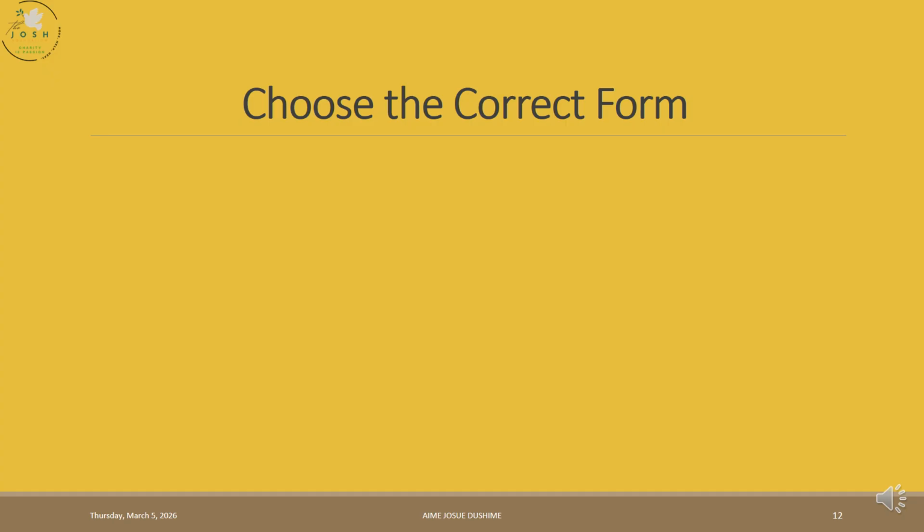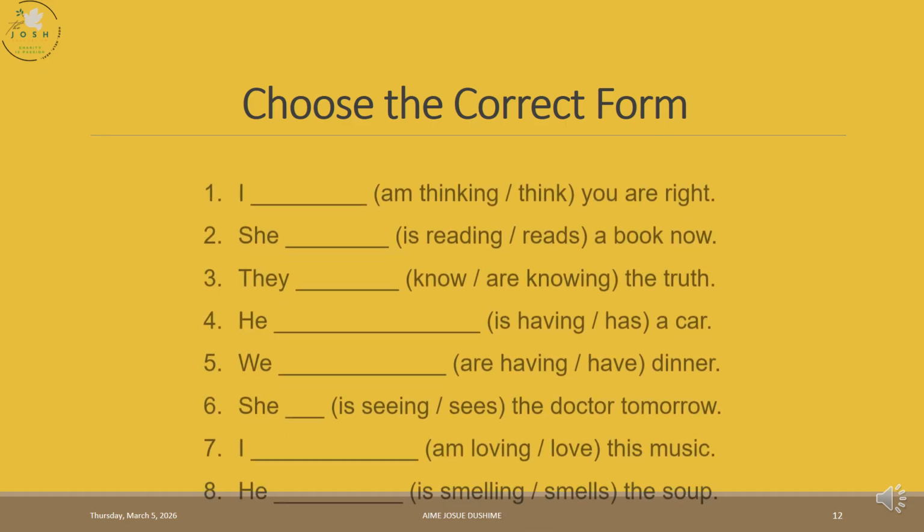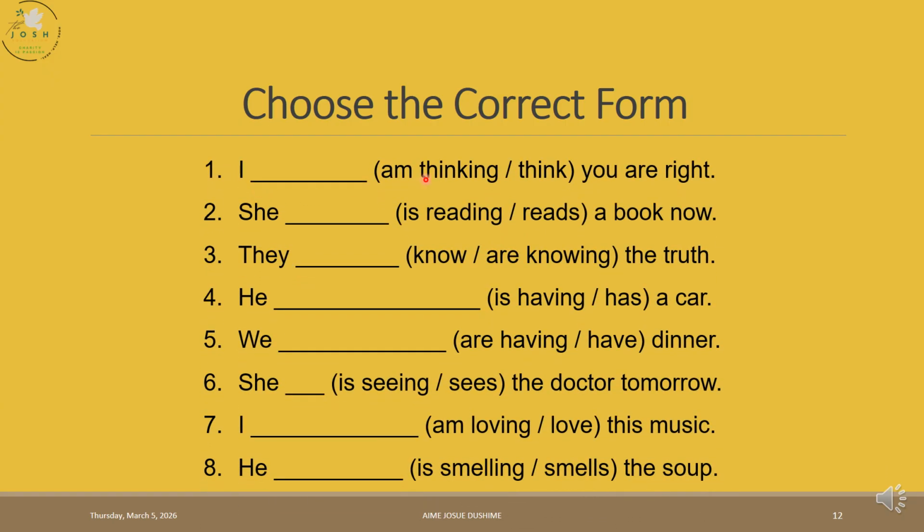Here I'm going to choose the correct form, either stative or dynamic, based on what you have here. I dash dash, you are right. She dash dash a book now. They dash dash the truth. He dash dash a car. We dash dash dinner. She dash dash the doctor tomorrow. I dash dash this music. He dash dash the soup.